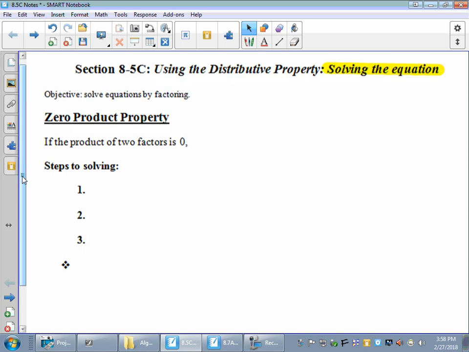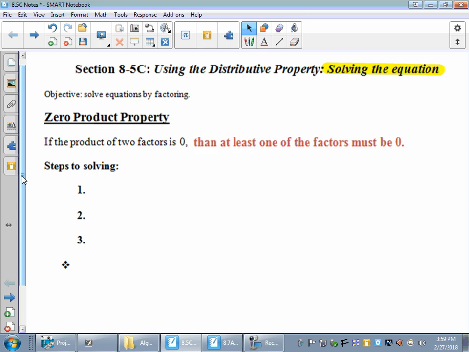In order to solve an equation by factoring, or to finish solving the equation, we need to know what the zero product property is. Well, it says if the product of two factors is 0, then at least one of those factors must be 0.